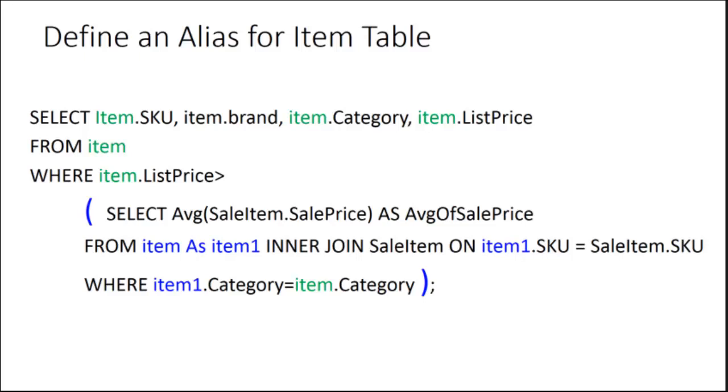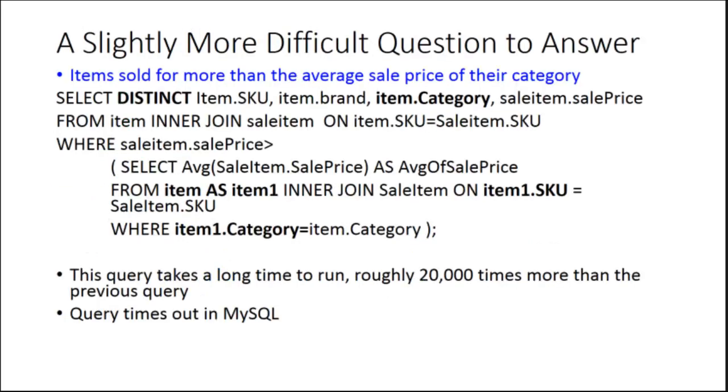The key point is the last line of the nested query, where item1.category equals item.category. Item is the name of the table in the main query. Item1 is the alias for the same table in the nested query, and we can use the alias table to make it possible. Now the next question.